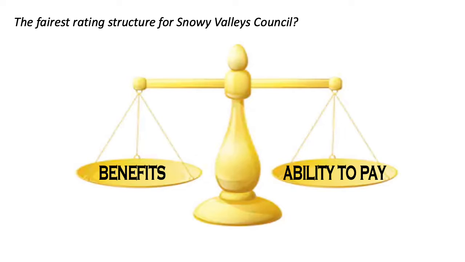The second of these, the ability to pay principle, is more of the tax idea. So it says that those with a greater ability to pay should pay more, those with a lesser ability to pay should pay less, and those with the same ability to pay should pay the same amount.